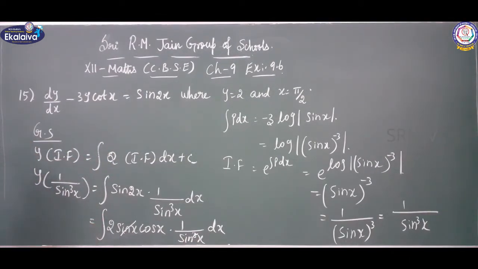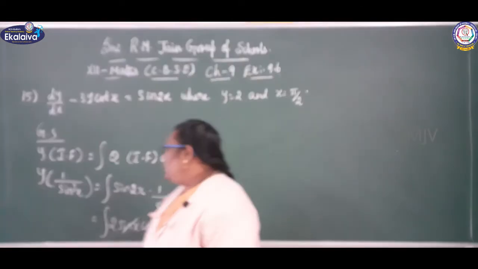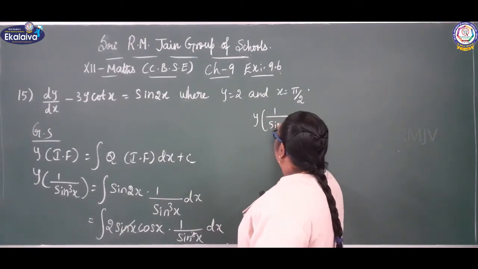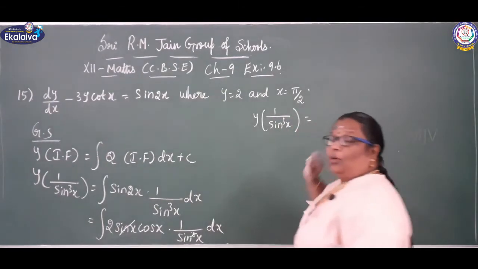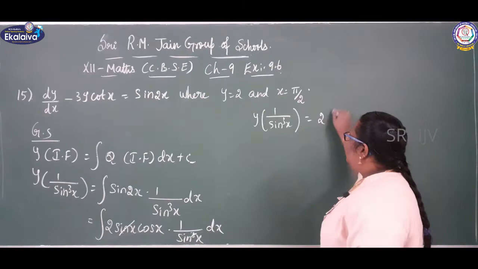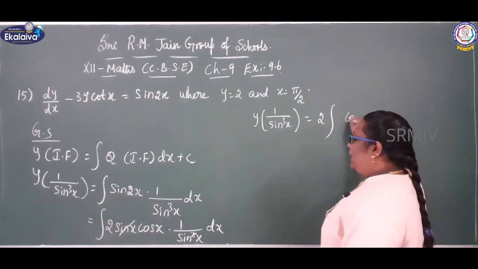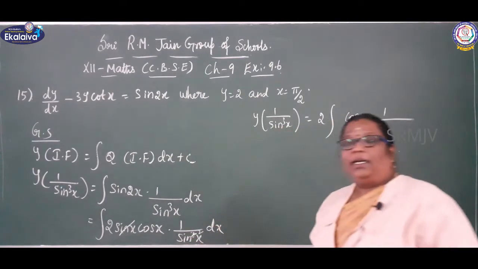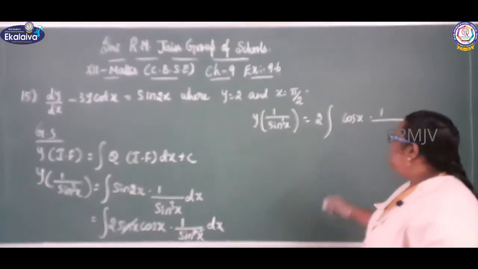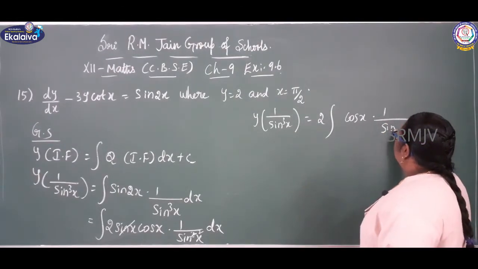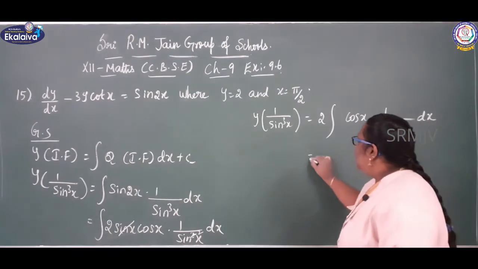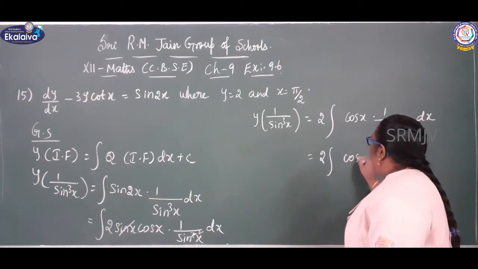2 cos x into 1 by sin x into dx. See the general solution. So y into 1 by sine cube x equal to 2 is constant, you can take it out. What is the remaining value? Cos x into 1 by sine square, because cube is there, I cancelled only one sine x, so square is there. Cos x, 1 by sine square x into dx.